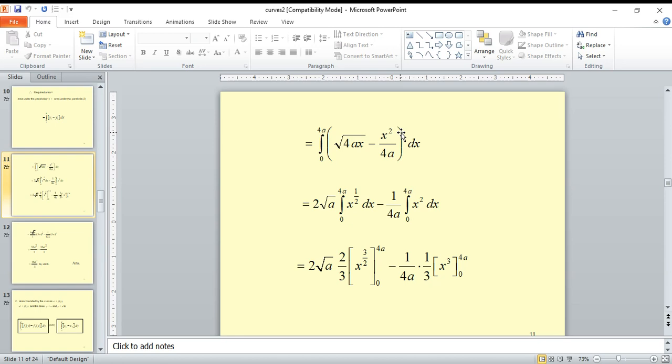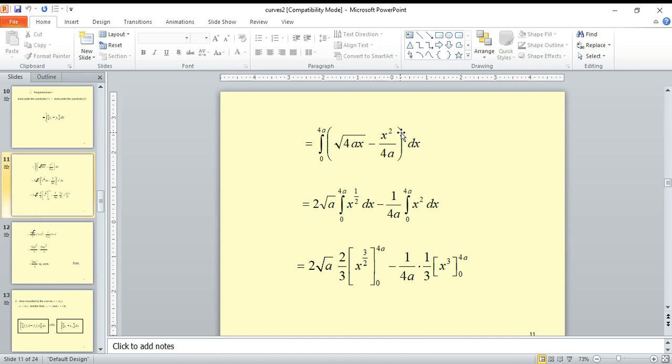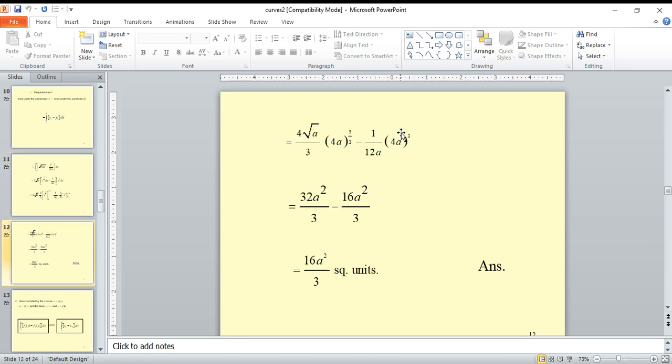Apply upper interval and lower interval. Here 2 into 2 by 3 is 4 root a by 3. Apply the upper interval, 4a in place of x: 4a power 3 by 2, minus 1 by 4a into 1 by 3 is 1 by 12a, into x cube is 4a power 3.